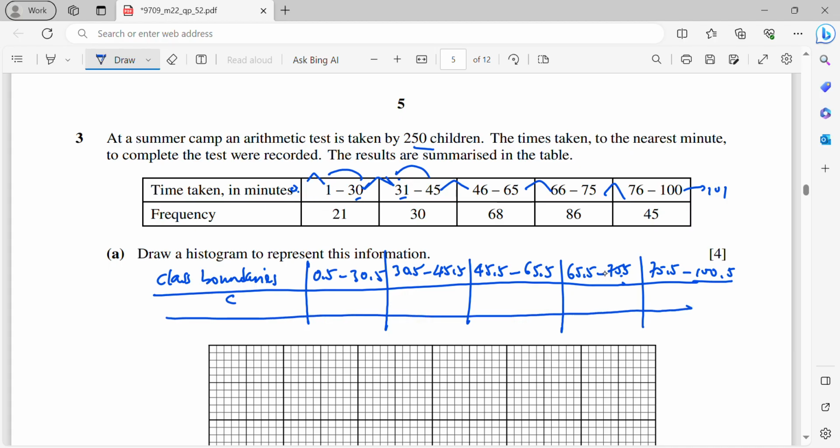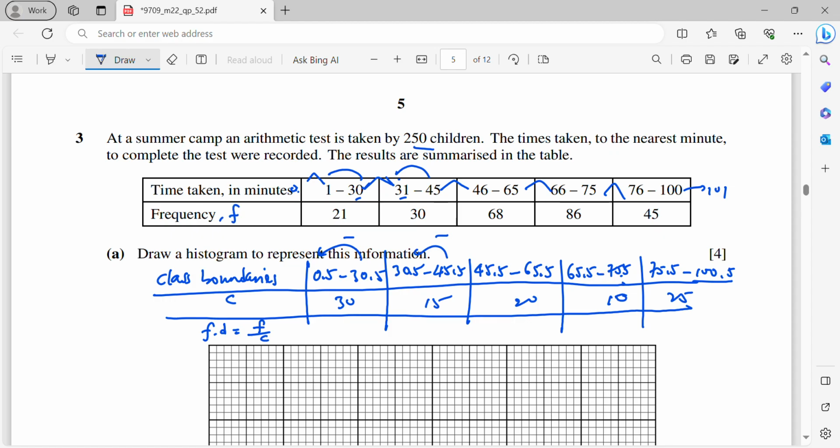Now class width is just the difference between the class boundaries. Obviously you get 30, then 15, 20, 10, and 25. Since you get different class widths, I have to get the frequency density. Frequency density is frequency over class width.